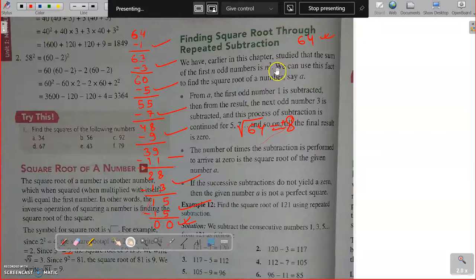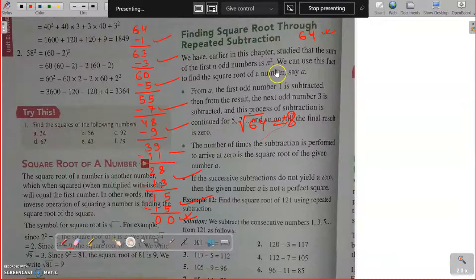Yes, odd numbers. In even numbers, the perfect square will not come, because we have read earlier that the sum of first n odd numbers is n square. So we cannot find it by subtracting like 64 minus 1, then 63 minus 2 and so on. No, it will not work, because the sum of first n odd numbers only gives n square. That's why we subtract only odd numbers.